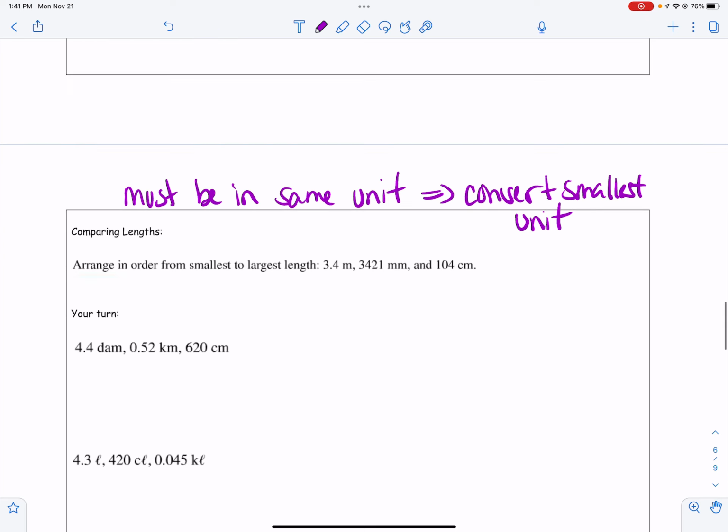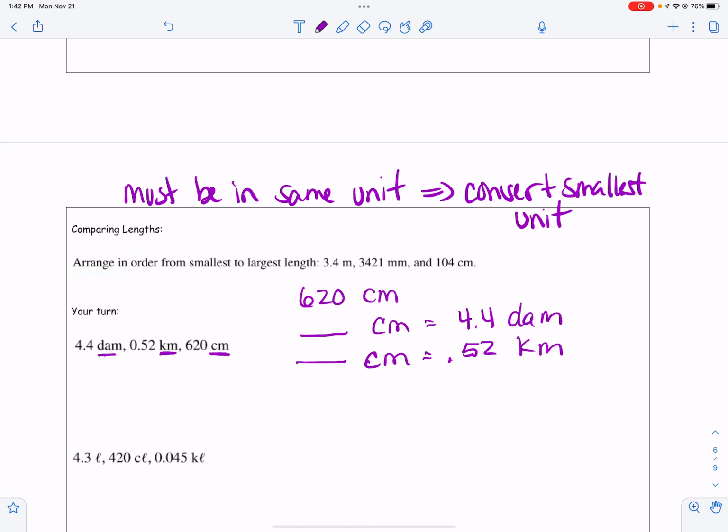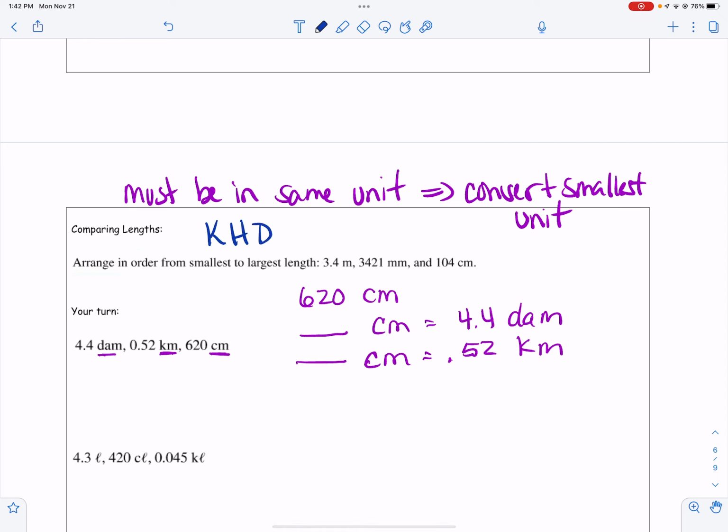So what I'm going to do over here is I have decameters, I have kilometers, and I have centimeters. So I'm going to take everything and convert it into centimeters. So 620 centimeters. I'm going to convert 4.4 decameters into centimeters, and then I'm going to convert 0.52 kilometers into centimeters. So again, I write my King Henry died by drinking chocolate milk.